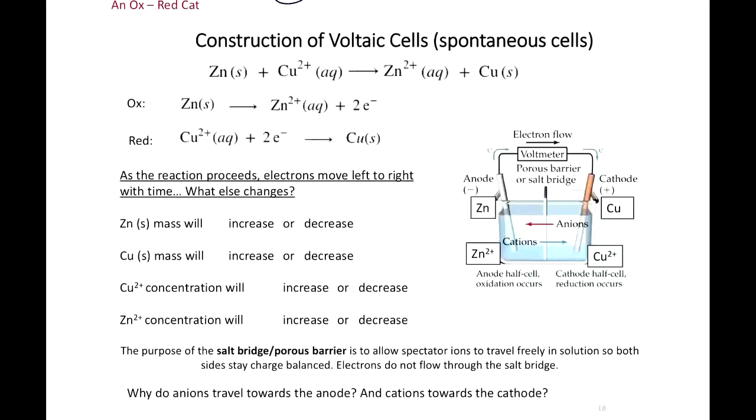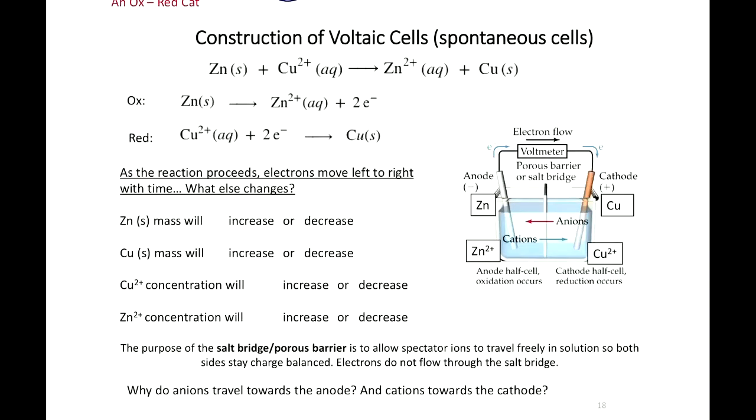Okay, so let's look at it a different way, right? Because this is a spontaneous reaction. The reaction does proceed left to right. Okay, if we mix zinc solid and copper 2+, we will make copper solid and zinc 2+. So remember, a chemical reaction is happening. This is the same setup, okay? So tell me, as the reaction proceeds forward, as electrons move left to right in this cute little battery that we made, how will the mass of zinc solid change?